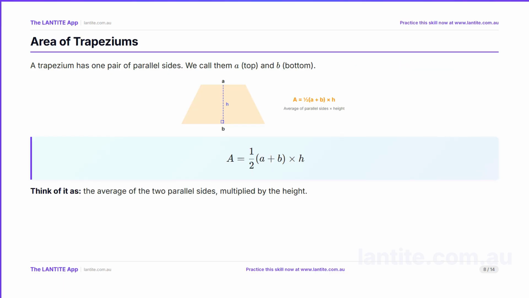A trapezium has one pair of parallel sides. We call them A and B. The area formula is 1/2 times the sum of A and B times the height. A helpful way to think about it is take the average of the two parallel sides and multiply by the height. This formula works because a trapezium can be split into two triangles, or you can think of it as averaging the top and bottom widths to make a rectangle.